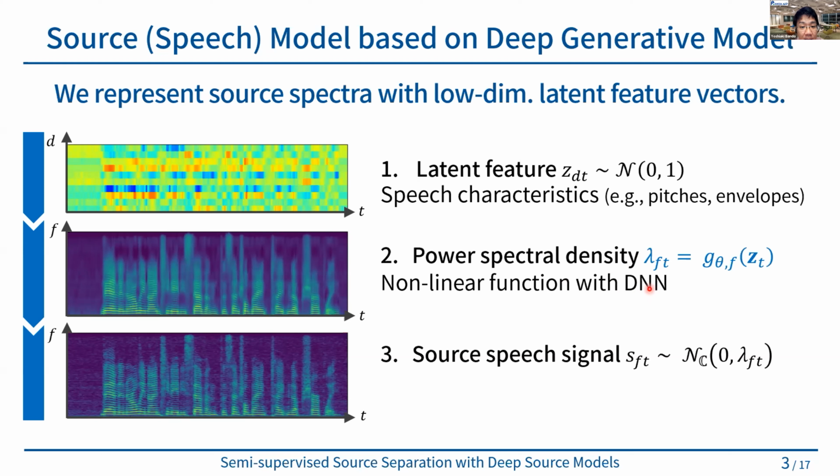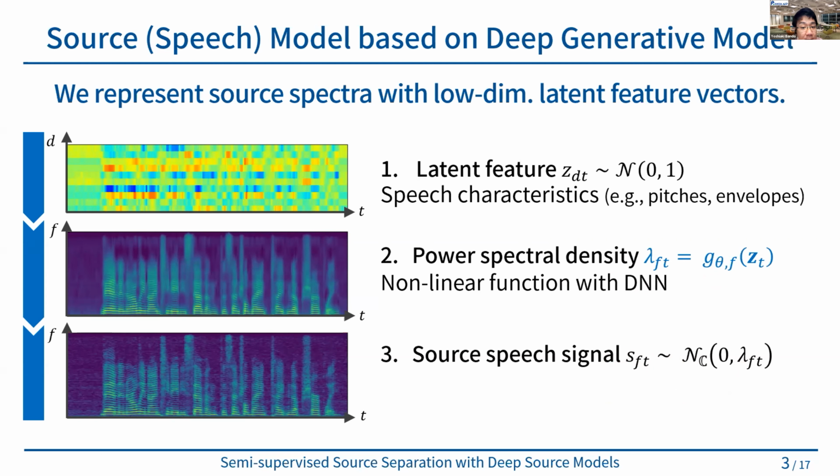And we then transform this latent feature to the power spectral density, lambda, by using a nonlinear function, g_theta, which is a deep neural network. And this theta represents the model parameters of the DNN. And then, as in the NMF-based source model, the source signals are generated by a zero-mean Gaussian distribution, like this one.